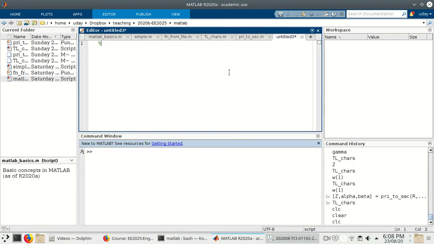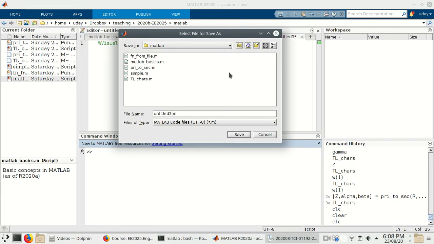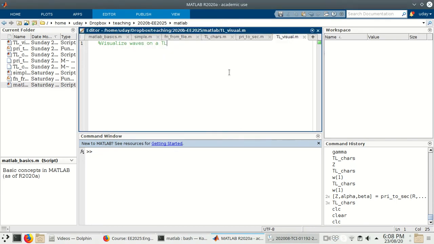Let's give it a name. Let's say visualize waves on a TL. Let's save this. Let's call this TL underscore visual. This will really help us to get a feel for what is a traveling wave, why is it called a traveling wave, what is a standing wave, and why is it called a standing wave?